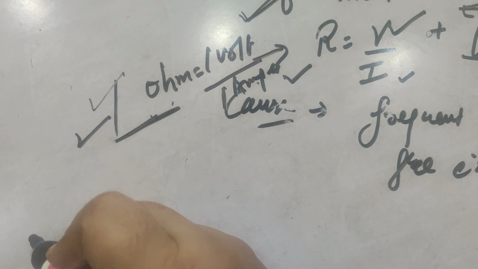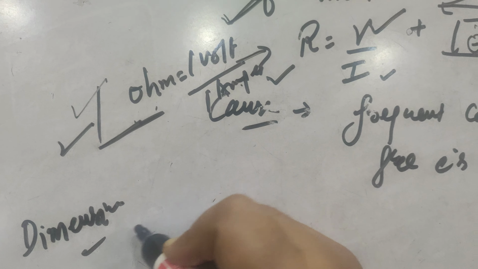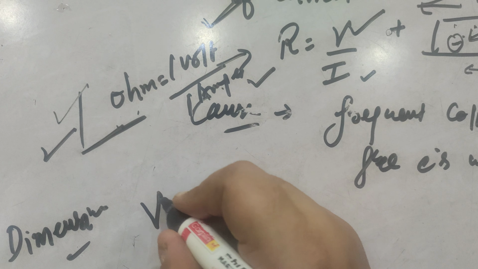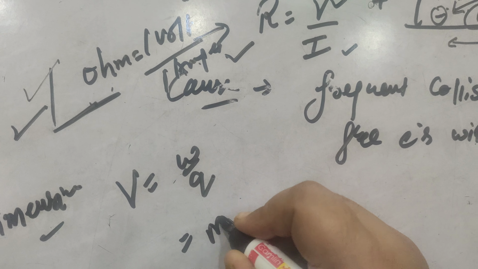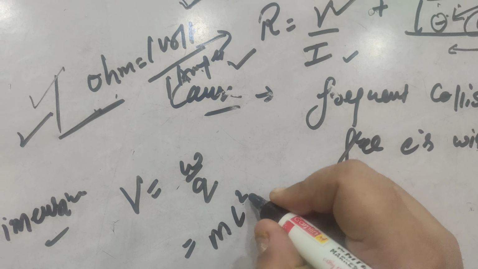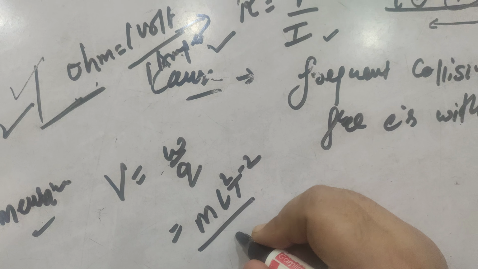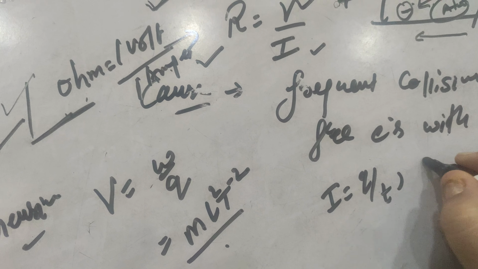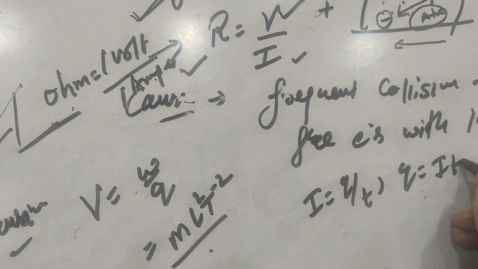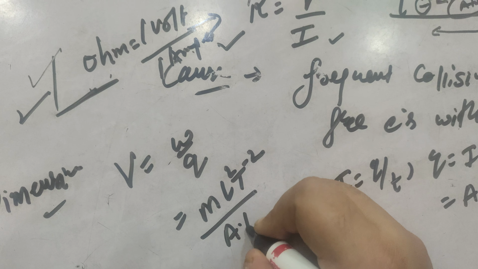Now to write the dimension formula for R. We know that V is equal to work done per unit charge. Work done is force into distance, so ML^2T^-2. Charge is Q, measured in coulomb, or we can also write I is equal to Q by T. So Q is equal to IT, that is AT.